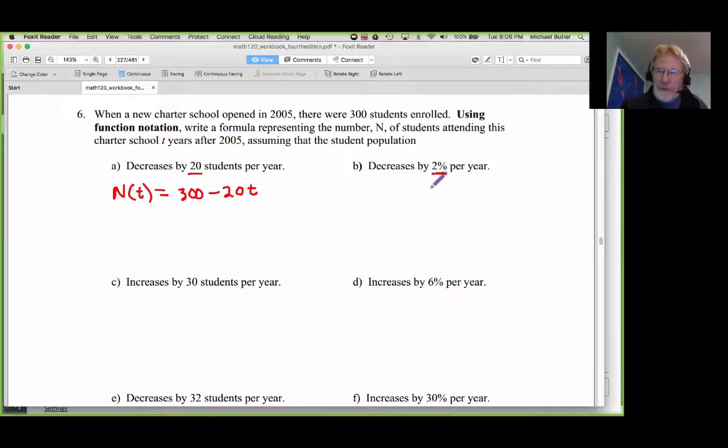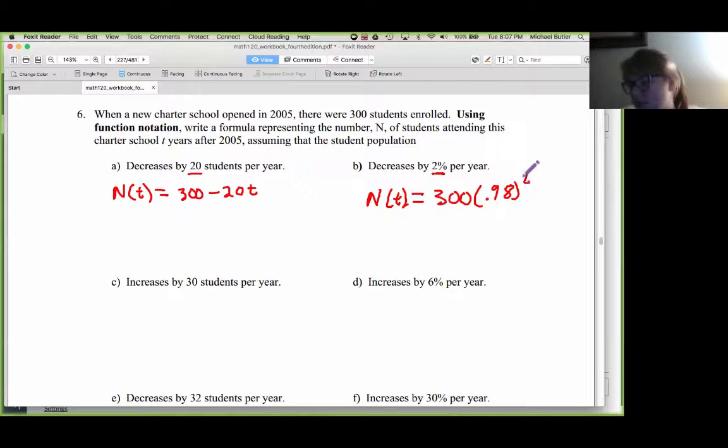Okay, so decreases by 2% per year. So that would be what? N of t. Your initial amount was 300, right? And so every year, that's what you take off of 1. So you've got 98%, or 0.98. Right, and I got that one. Nice.